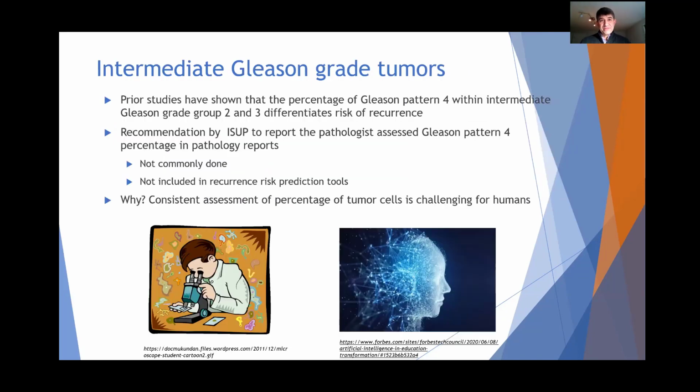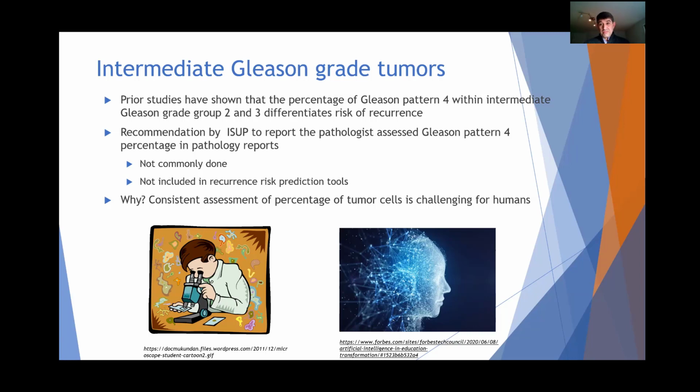So prior studies have shown that the percentage of Gleason pattern 4 within intermediate Gleason grade group 2 and 3 differentiates risk of recurrence within these grade groups. Again, for grade group 2, the Gleason pattern 4 ranges from 1% to 49%, given that pattern 4 is the secondary pattern.